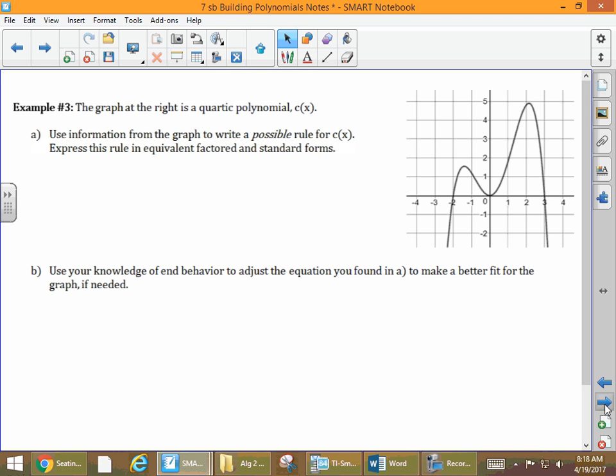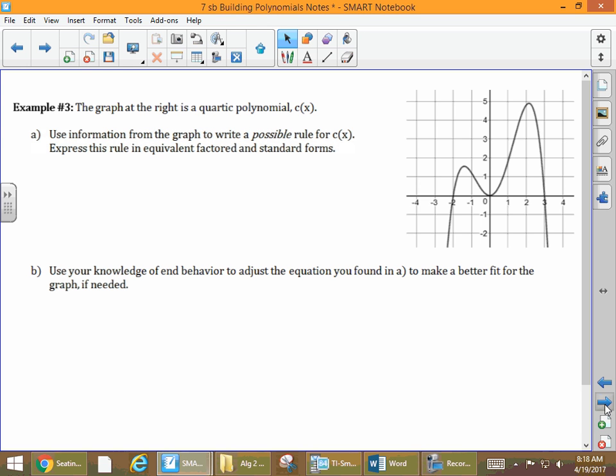So problem number 3, another picture. The graph at the right is a quartic polynomial. What does quartic mean? 4 means there's 4 to the 4th power. So it says use this information from the graph to write a possible rule for c of x. Express this rule in factored form and standard form. So start a little bit left on your paper.